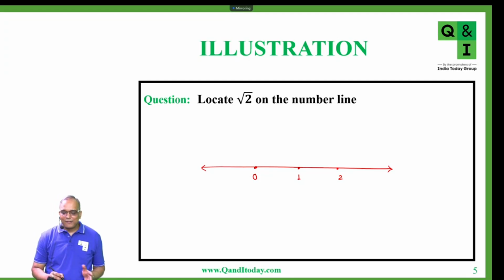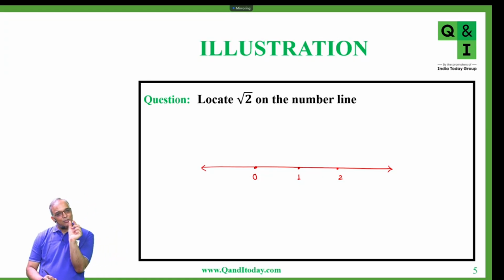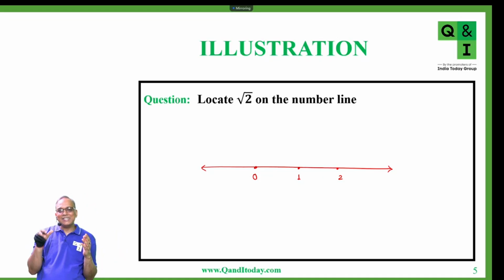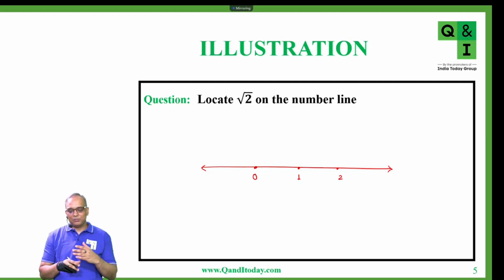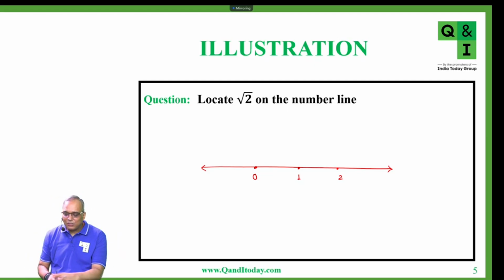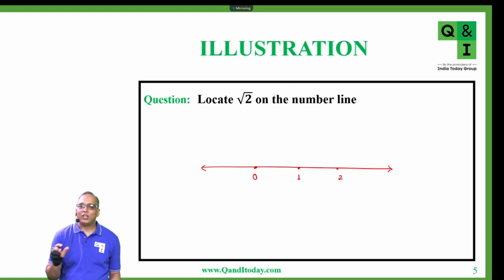1 centimeter is too small a value, so it is always advisable to take a unit as 2 centimeters so that it is easy to do the construction which is required. Now, once you have drawn the number line, you have marked 0, 1 and 2 on the number line.